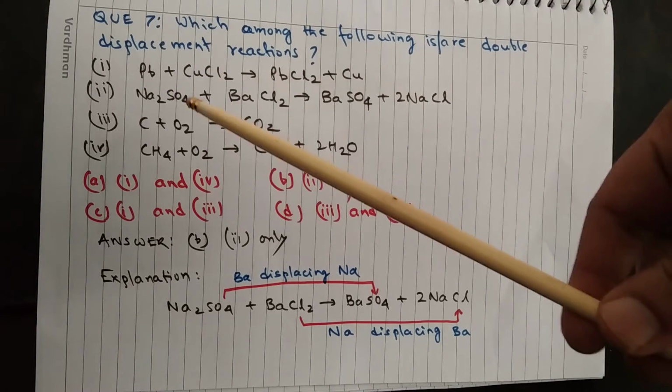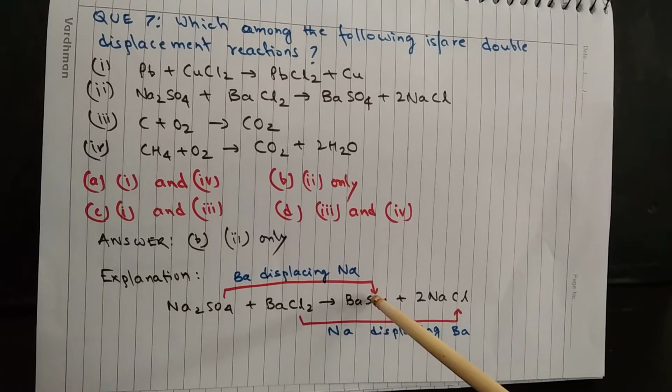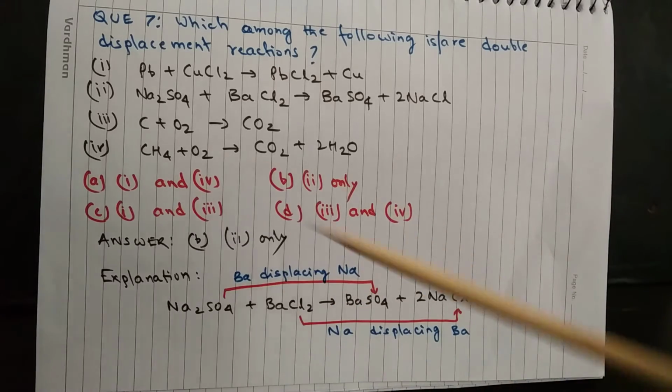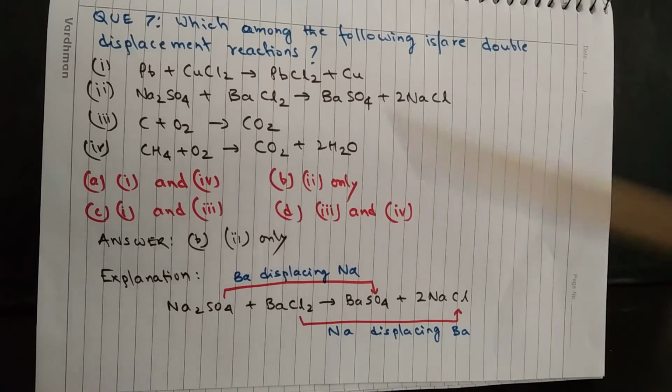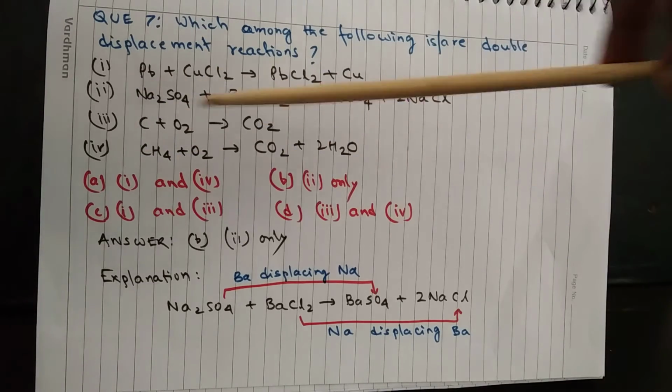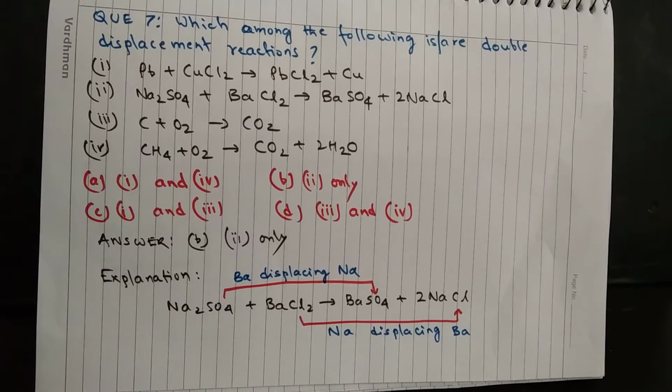Number two is Na2SO4 plus BaCl2 is equal to BaSO4 plus 2NaCl. In this case, sodium is displacing barium from barium chloride, and barium is displacing sodium from sodium sulfate. So double displacement is taking place. Answer is B, 2 only. Third and fourth, C plus O2 is equal to CO2 and CH4 plus O2 is equal to CO2 plus 2H2O, are examples of combustion.